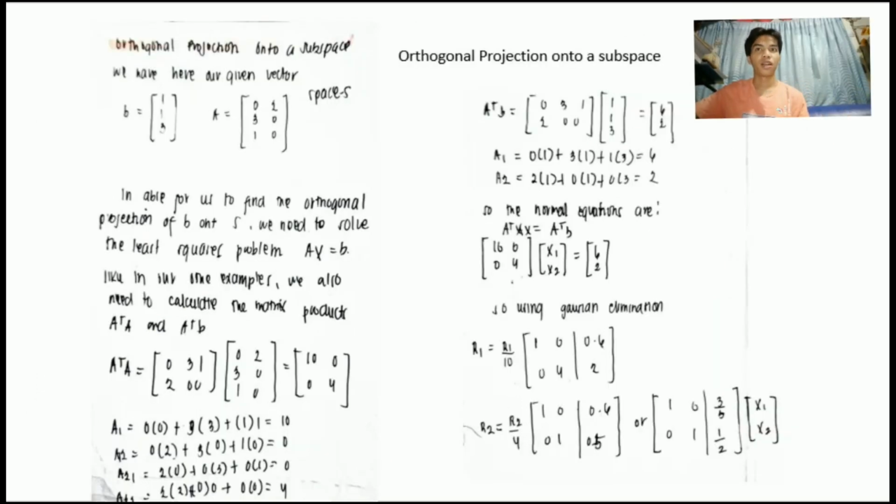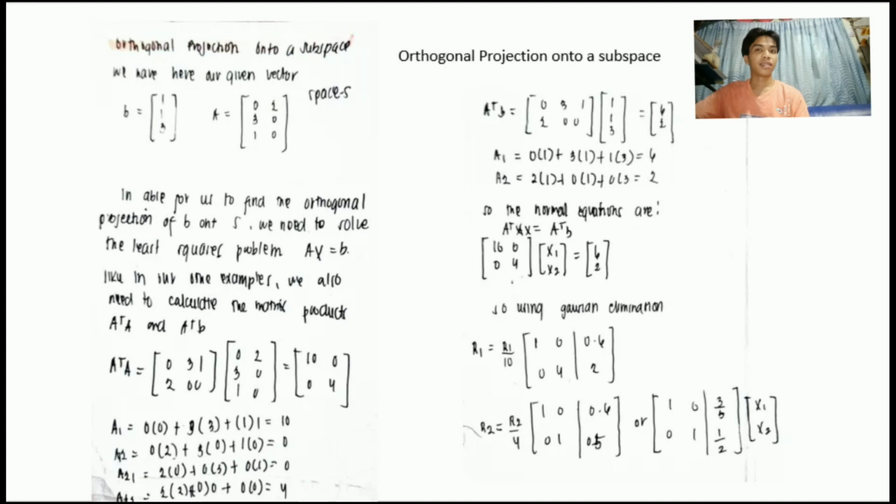So next we have our orthogonal projection onto a subspace. We have given b equals 1, 1, 3, and our A is 0, 3, 1, 1, 0, 0. To find the orthogonal projection of b onto S, we need to solve the least squares problem, which is Ax equals b.